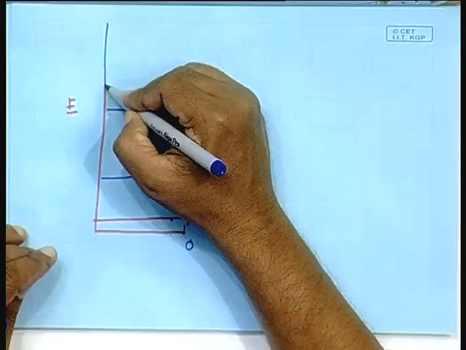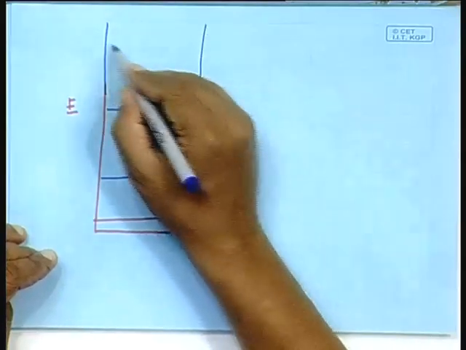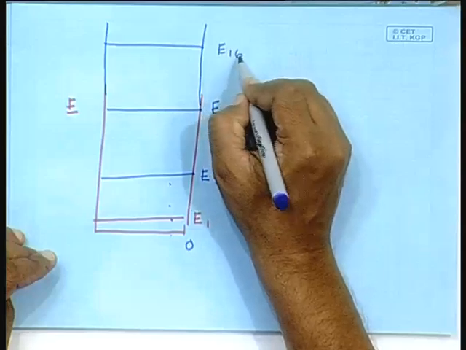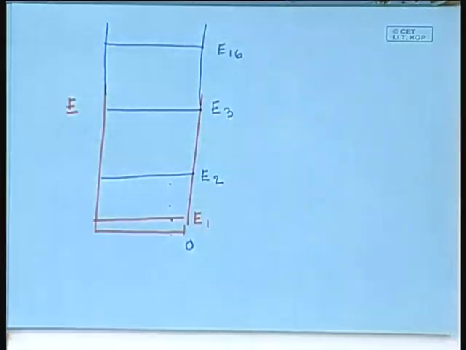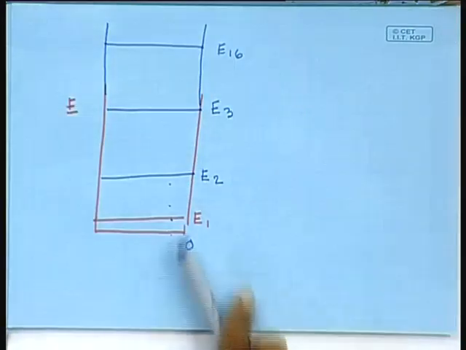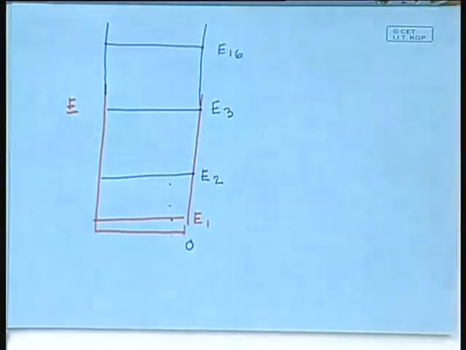So this is E16, and the spacing is going to get larger and larger, and the energy levels are going to get further and further, higher and higher. So this is what the discrete energy levels, the different energy levels in this particular situation look like. And the spacing between the energy levels is going to be different for different forms of the potential. Also the number of allowed energy levels is going to be different for different forms of the potential.